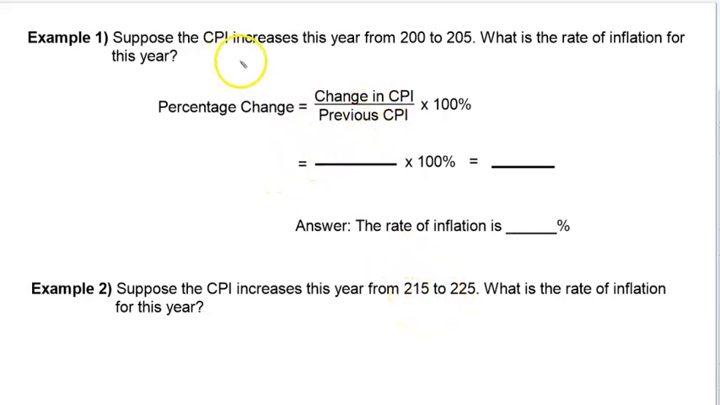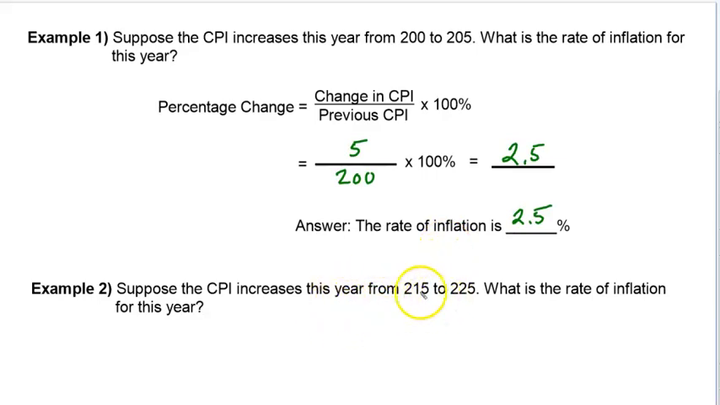A little formula. Suppose the CPI increases this year from 200 to 205. What's the rate of inflation? It's really just a percentage change in the CPI. This is a review of percentage change that we did back in chapter 2. So the change in the CPI would be 5 points divided by the previous or the first CPI measurement, which is 200, and then times 100%, so that would be 2.5. So the rate of inflation is 2.5% based on the percentage change in the CPI.